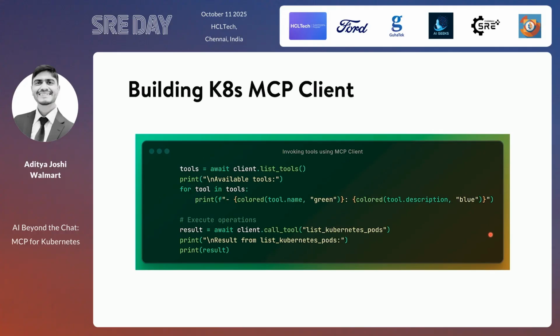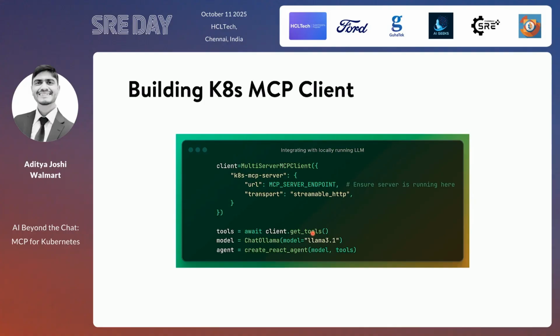Now, it's going to list you all the tools, and in one of the instructions here, I'm actually calling one of the MCP tools, which is list Kubernetes pods. This was the MCP tool that we created, and here I'm directly calling this. This is going to make the call to the MCP server for this particular tool and give us the response back.